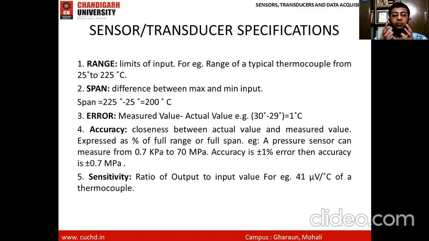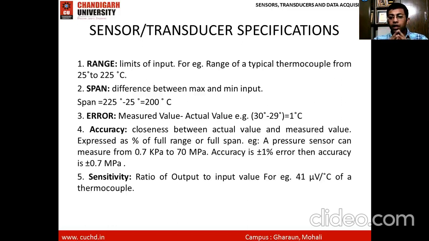What is the maximum value of input that the device can handle? Like I told you, the Bluetooth module requires only 3.3 volt for its operation. It can't handle voltages above 3.3 volts. If it is connected directly with the Arduino or microcontroller, which is giving 5 volt, it will blow off your Bluetooth module. So you need a voltage divider in between that will step down the voltage from 5 volt to 3.3 volt.